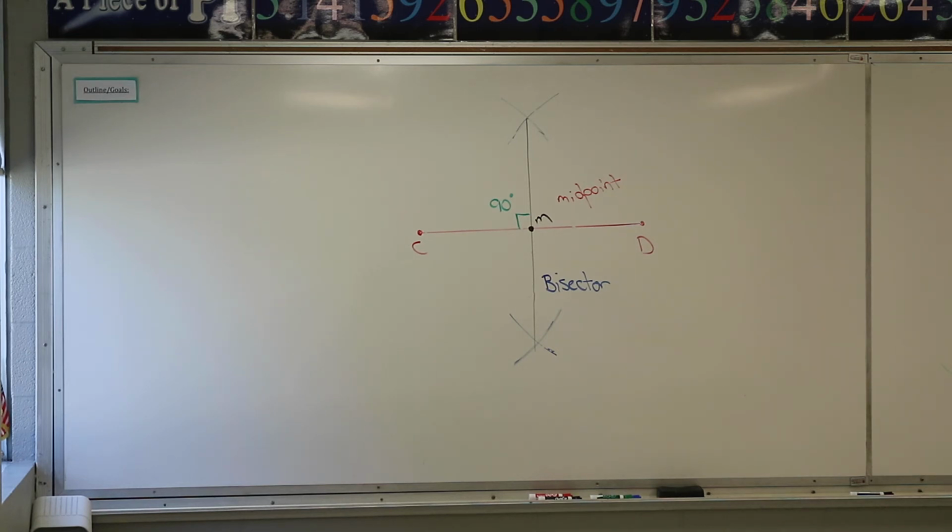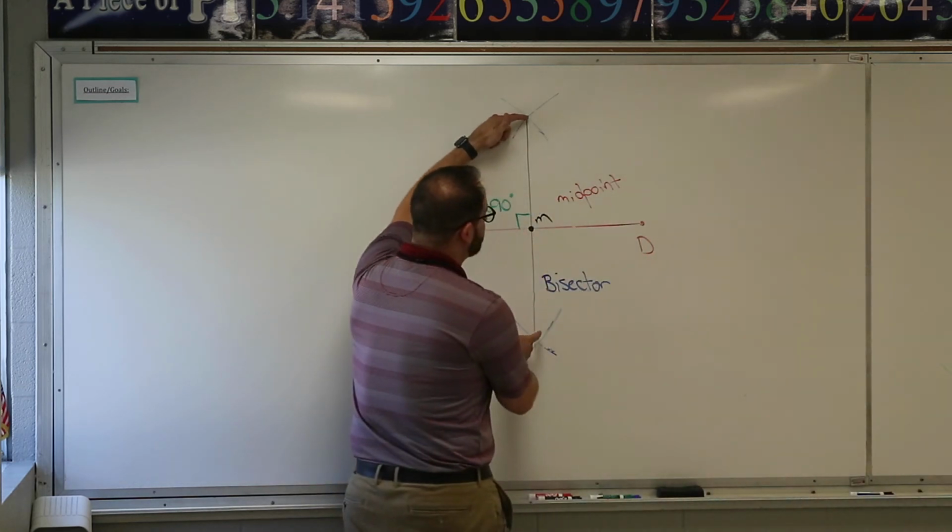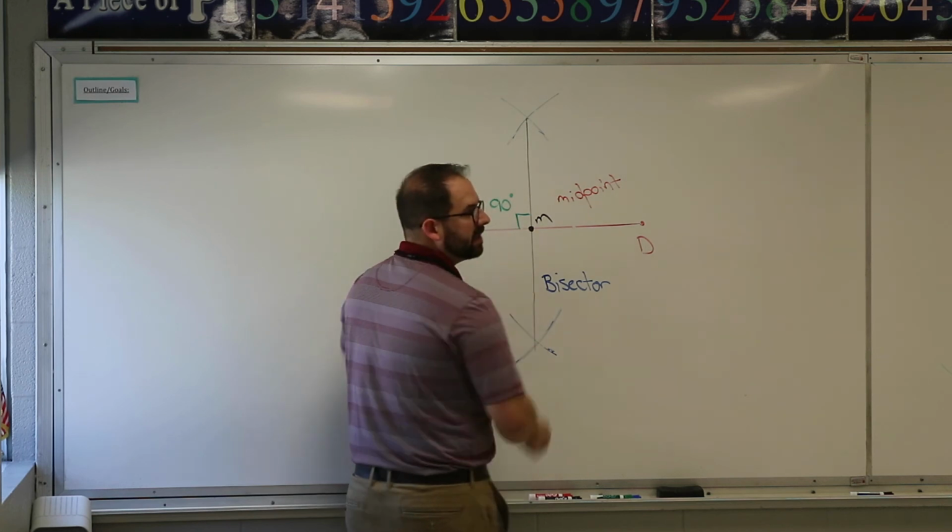So then, is the bisector where the line, like the lines? Yeah, so the bisector is the physical line. This line is the bisector.